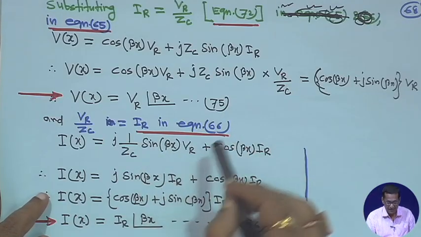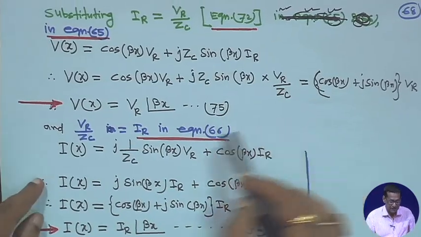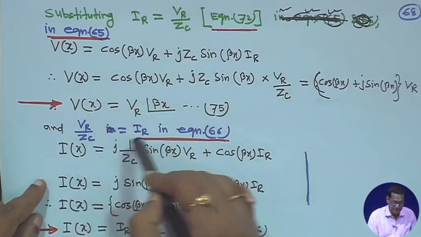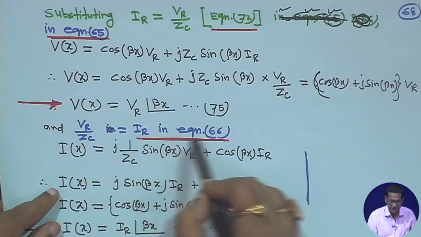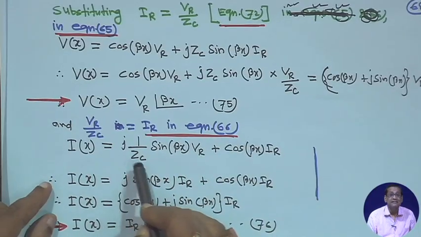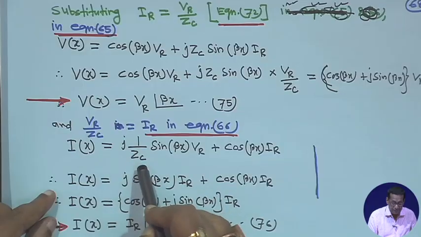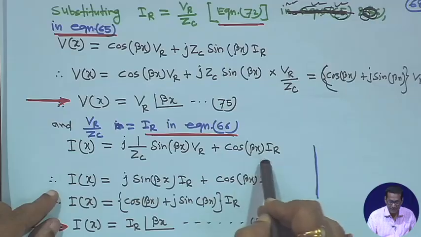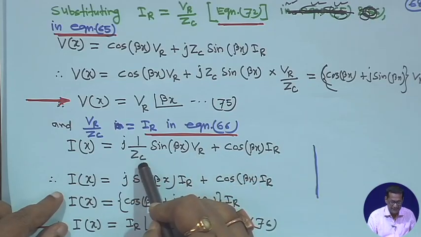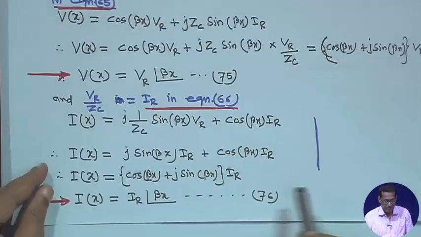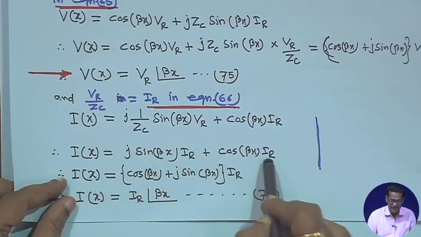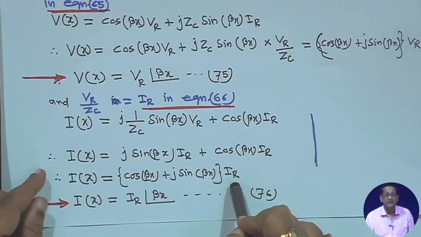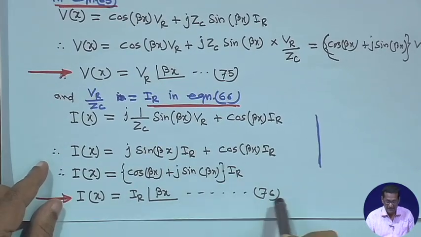Similarly, writing it the other way, VR upon ZC is equal to IR, you substitute it in equation 66. Equation 66 is Ix is equal to 1 upon ZC sin beta x VR plus cos beta x IR. So VR upon ZC is equal to IR, you substitute. Just rearranging, Ix is equal to cosine beta x plus J sin beta x into IR. That means Ix is equal to IR angle beta x.